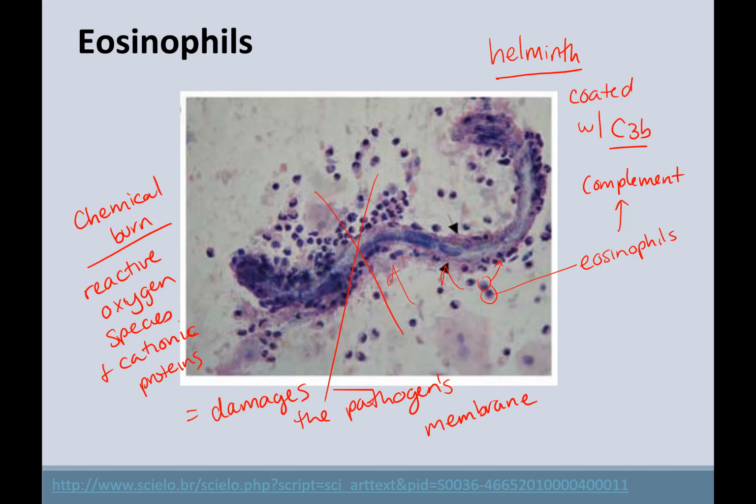So those are examples of our innate immune system. They're not specific to any specific bacteria or virus or even worm. They're just serving for foreign objects in general.